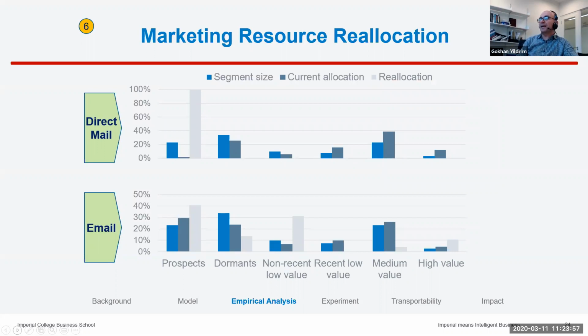So we reallocated the budget and we said, no, for the direct mail campaigns, the budget allocation should be only done for the prospects. You should spend all your budget on prospects to increase the direct mail effectiveness, and that is the way that you should allocate your budget. And then for the email campaigns, we said send more emails and more frequently to prospects and dormants and non-recent low value customers and high value customers, but don't send any email campaigns to recent low value and medium value customers.